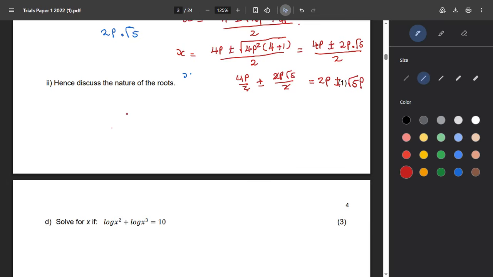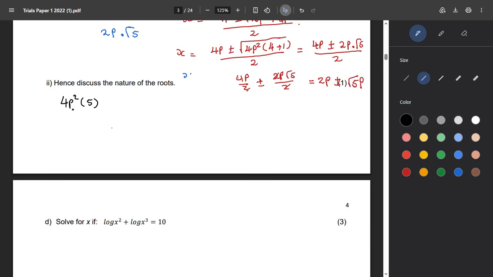Thank you. So hence, discuss the nature of the roots. When they want us to discuss the nature of the roots, I'm just going to look at whatever I had inside the square root. Remember, this is what I had inside the square root: 4p squared times 5. So look at this.